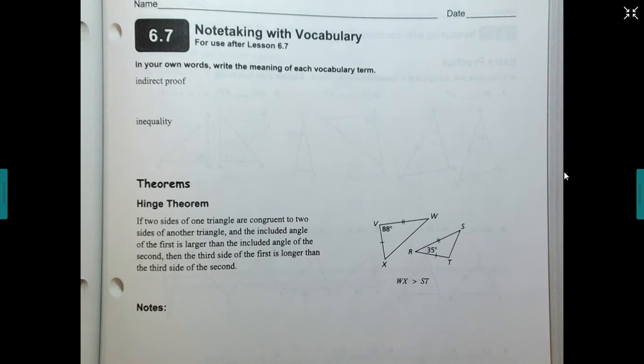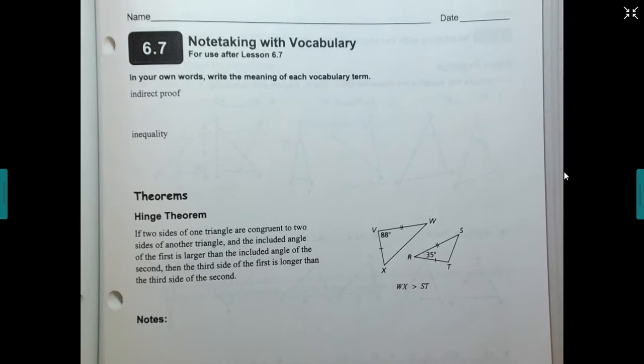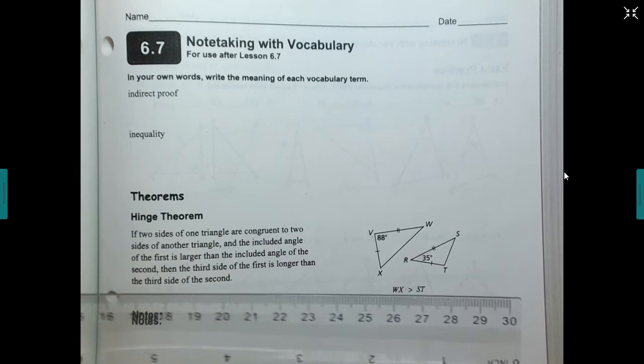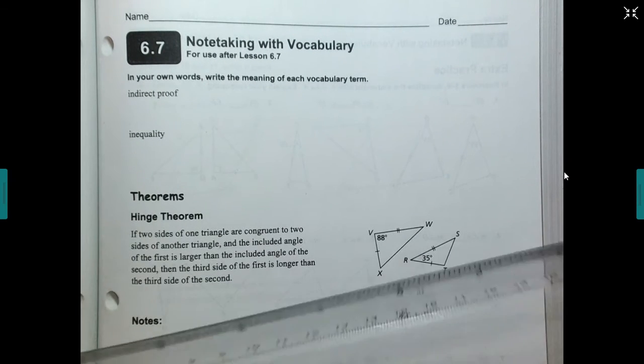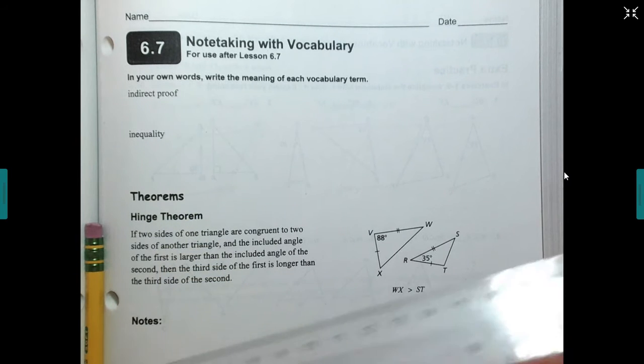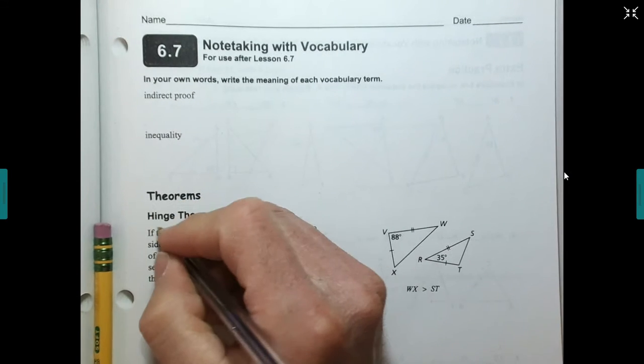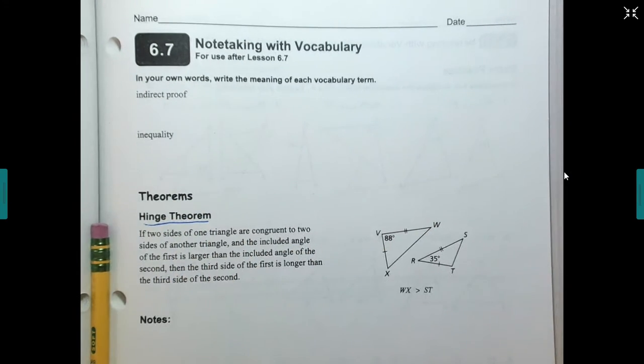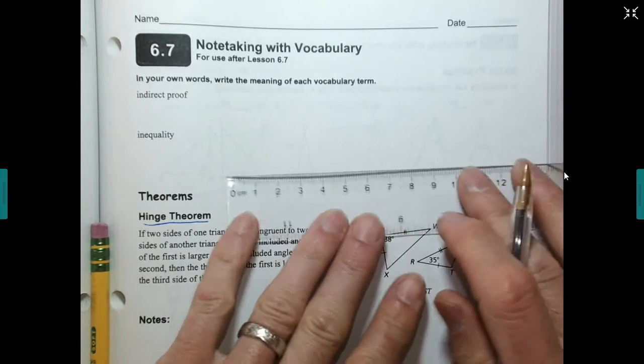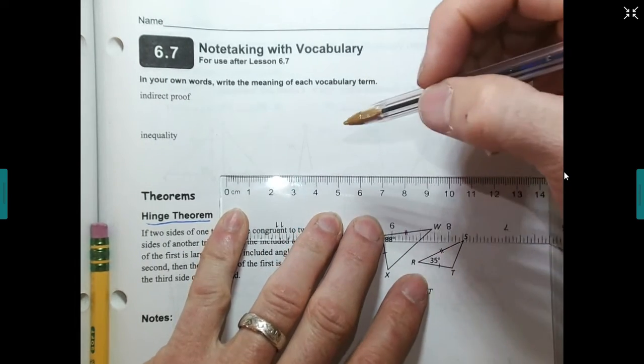Today we are doing 6.7, the last section in chapter 6. And we're going to start off with the Hinge theorem. And what the Hinge theorem says, let's look at it.